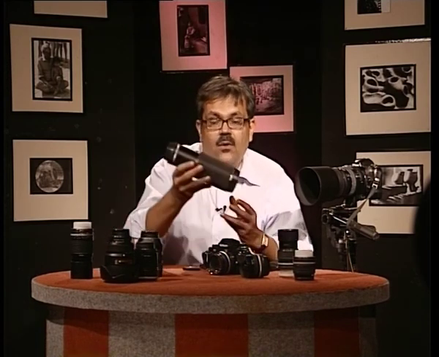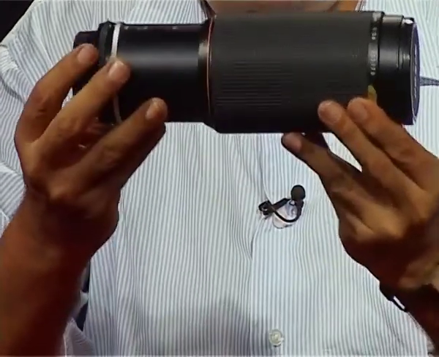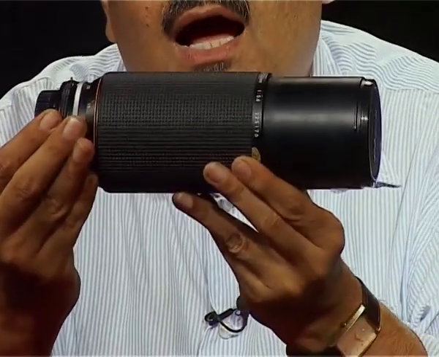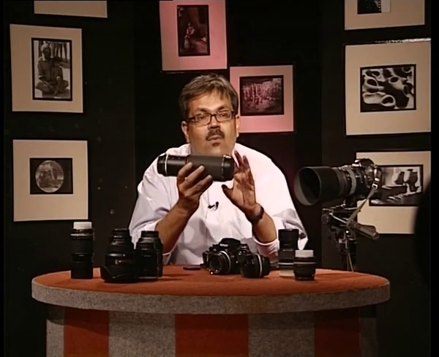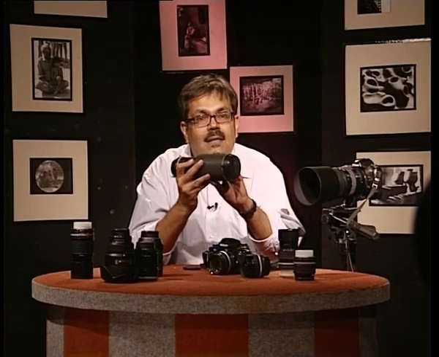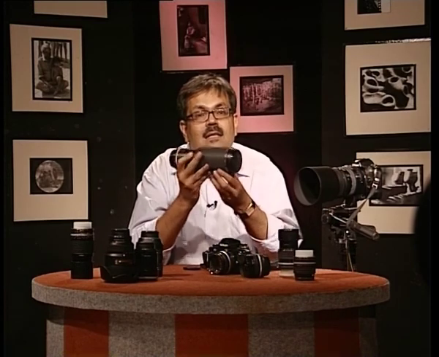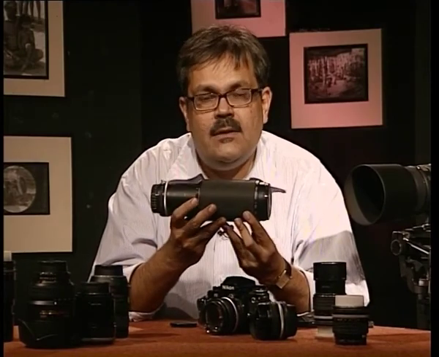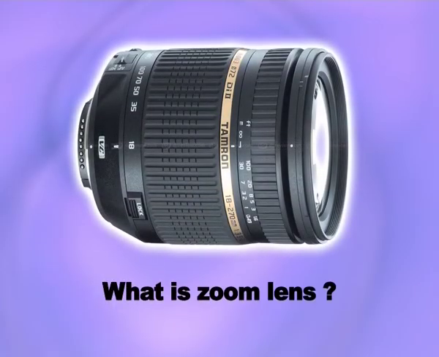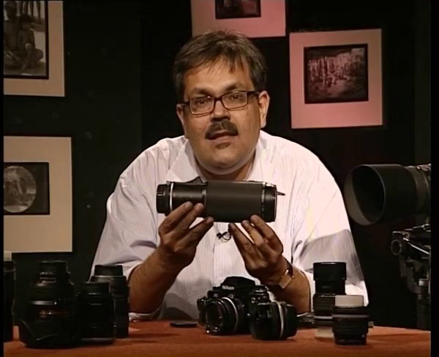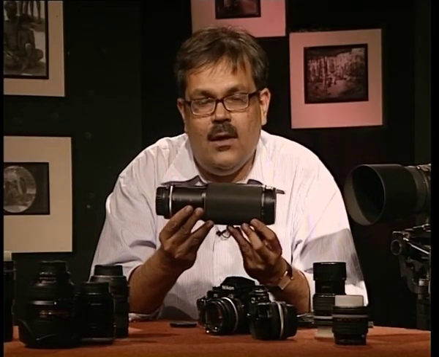But now lens technology has improved so much that in one lens like you see here, we can have variable focal lengths. By moving the barrel up and down, I can have a wide angle lens, a normal lens and a telephoto lens in the same lens. This kind of lens is called a zoom lens. A zoom lens is a lens with variable focal length.